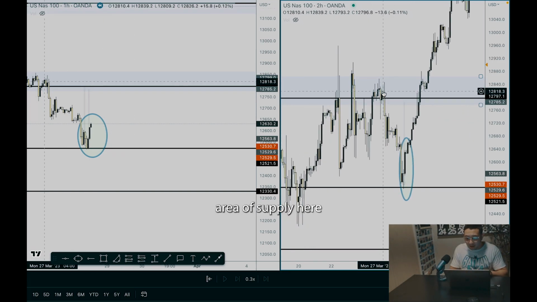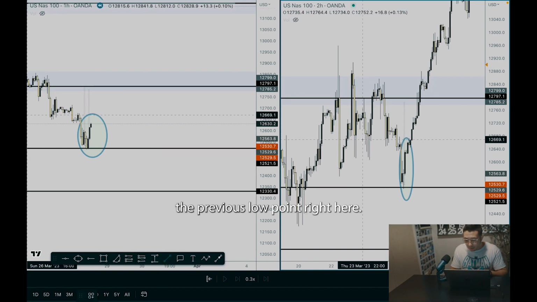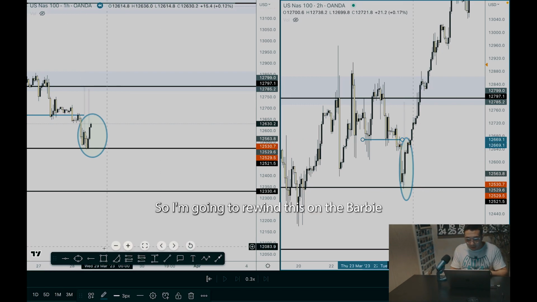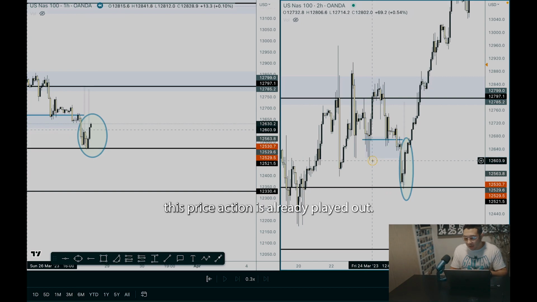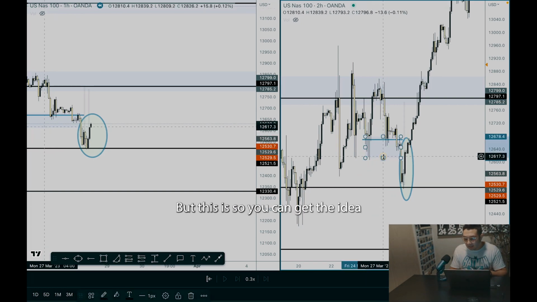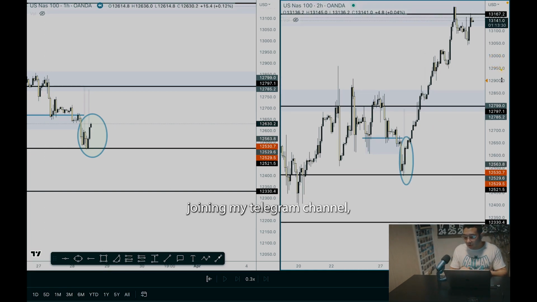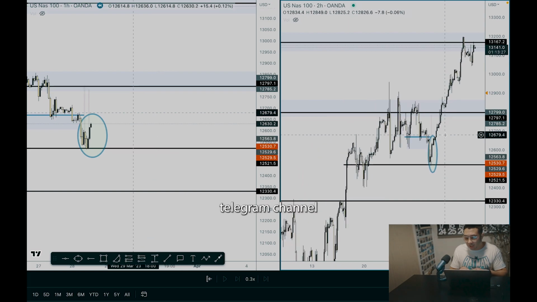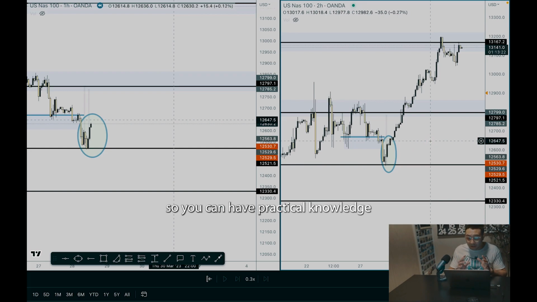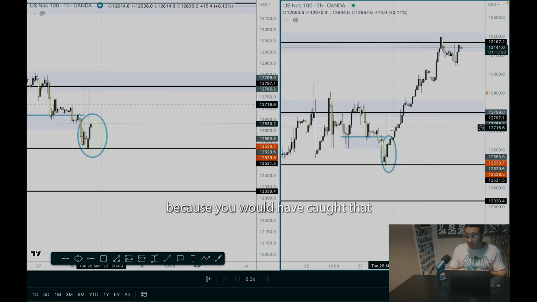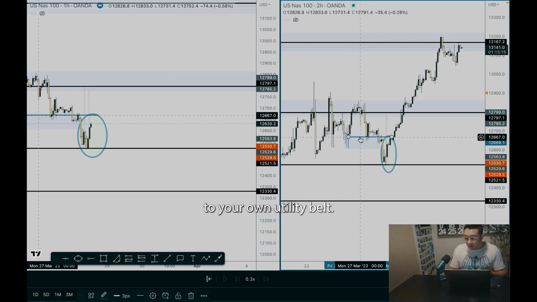We're going to sell in this area of supply here, and we're anticipating taking profit at the previous low point right here. Okay, so I'm going to rewind this from the bar replay mode so you can see. And I know a lot of these trades, this price action has already played out, but this is so you can get the idea.